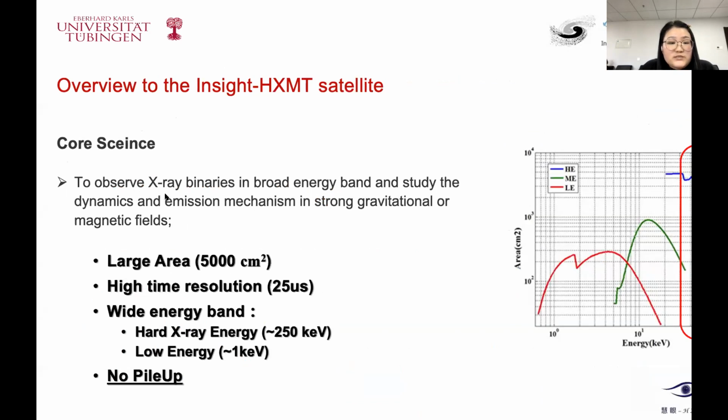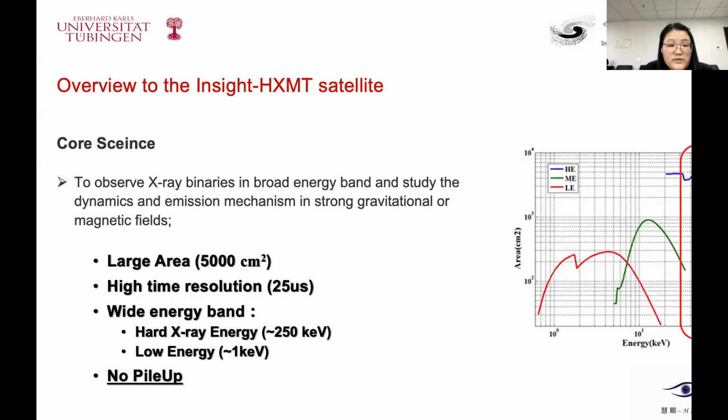The core science of the HXMT telescope is to observe X-ray binaries in a broad energy band and study the dynamics and emission mechanism in strong gravitational or magnetic fields. For time analysis, we care more about the high energy emissions compared to ROSAT and even NICER. So what advantages do we have in the high energy range?